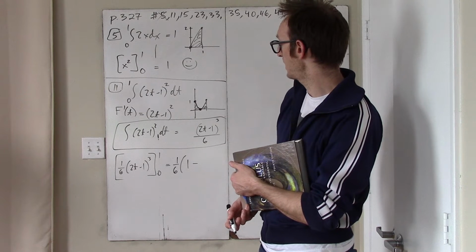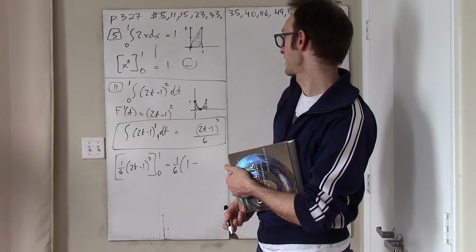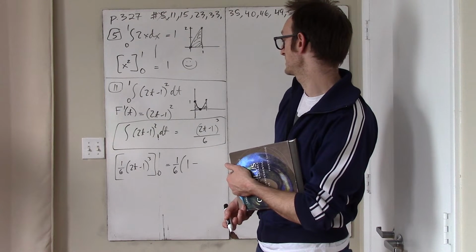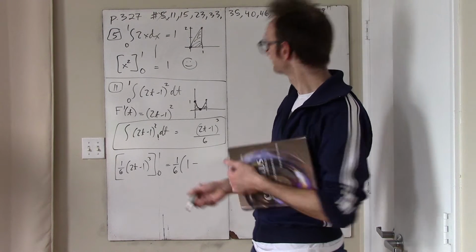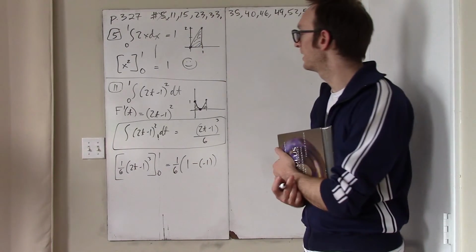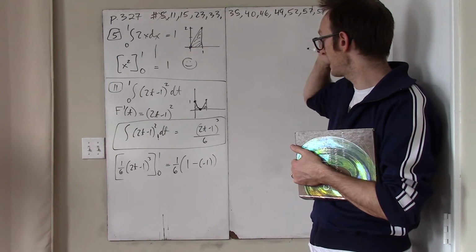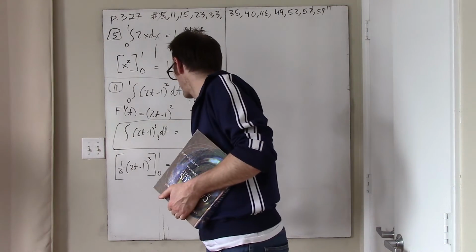Sorry, when I plug in 1, I get 1, and when I plug in 0, I get -1. Yeah, so that is right, because when you cube -1... Okay, so then the answer to this is just going to be 1/3.